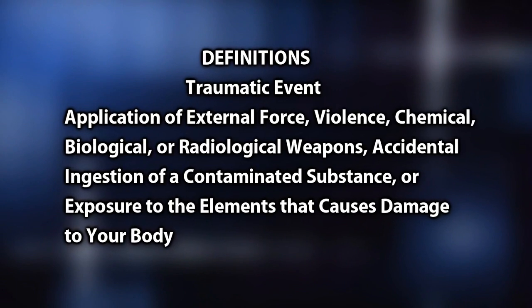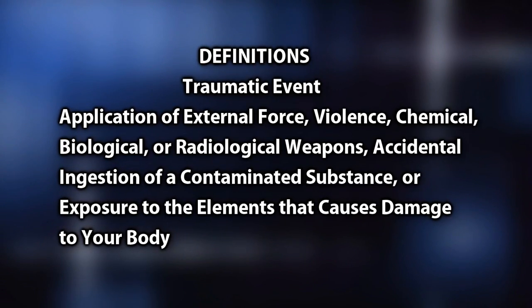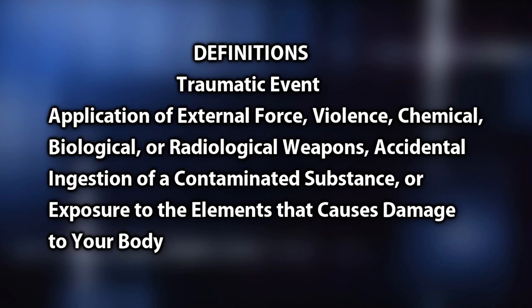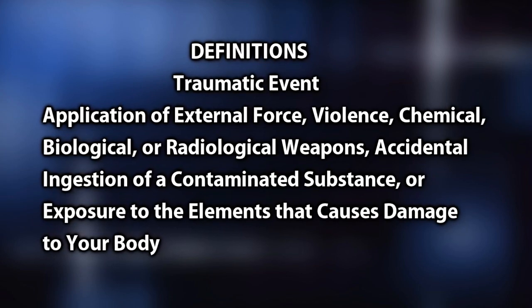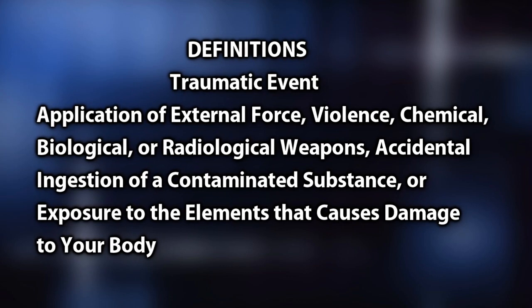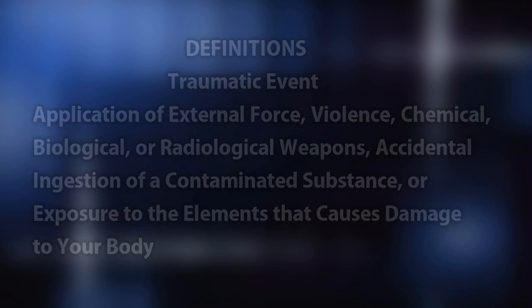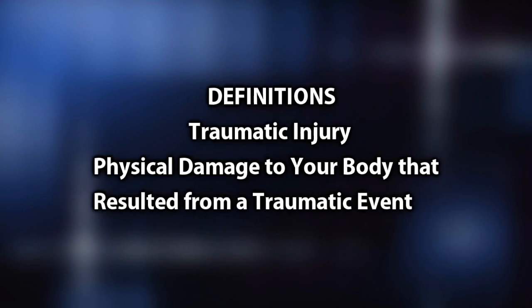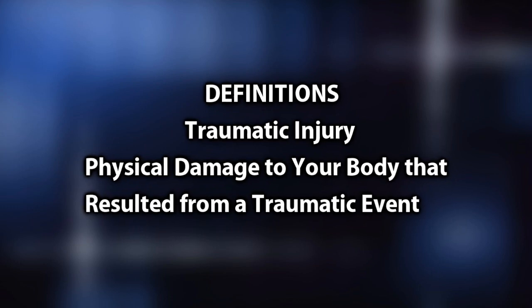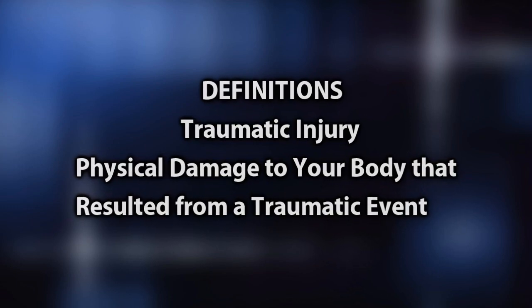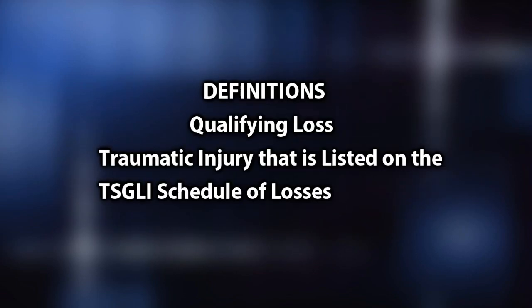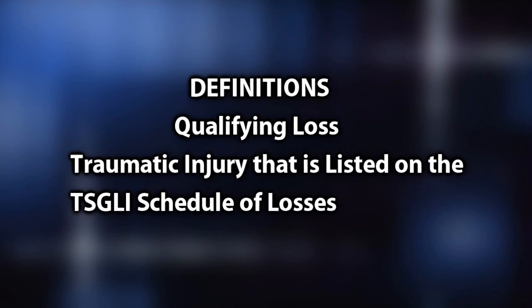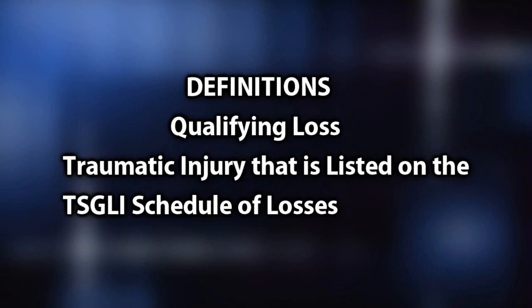Definitions: traumatic event. A traumatic event is the application of external force, violence, chemical, biological, or radiological weapons, accidental ingestion of a contaminated substance, or exposure to the elements that cause damage to your body. Traumatic injury. A traumatic injury is the physical damage to your body that resulted from a traumatic event. Illness or disease is not covered. Qualifying loss. A qualifying loss is a traumatic injury that is listed on the TSGLI Schedule of Losses.